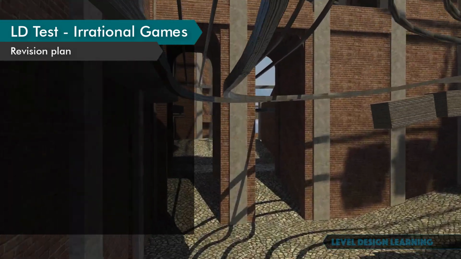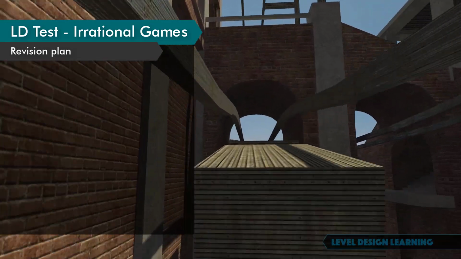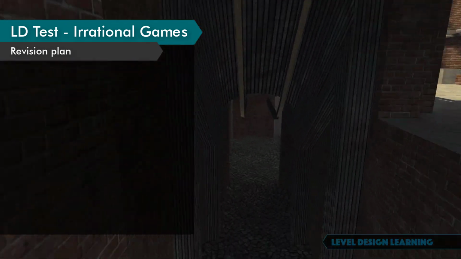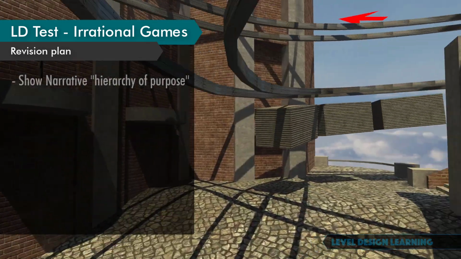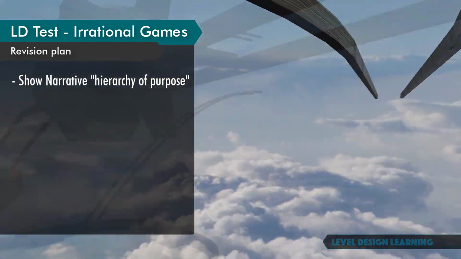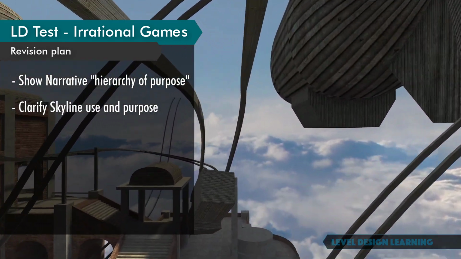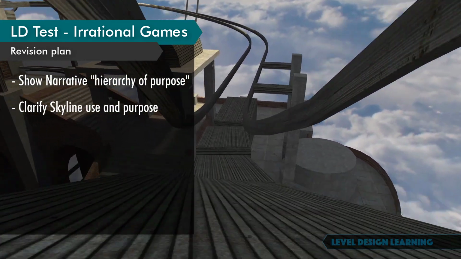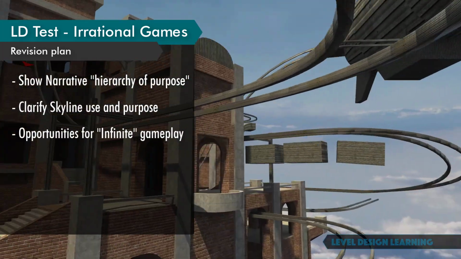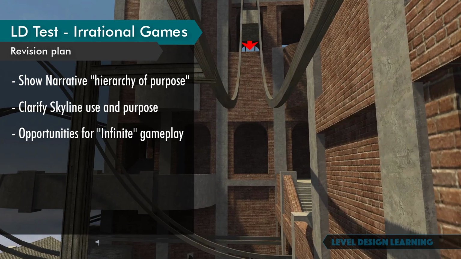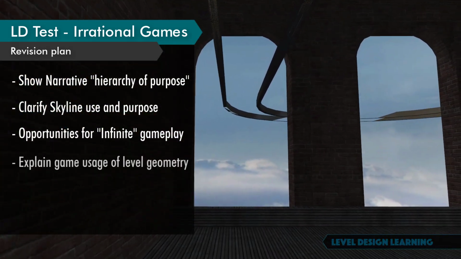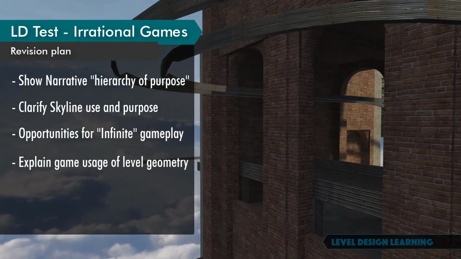My first objective in this revision would be to give believable justification, both structurally and narratively, for all areas of the space. This was a concept the studio referred to internally as a hierarchy of purpose. Secondly, I would explain and clarify how the skylines on the map would facilitate vertical travel and what they call interesting spaces and why those spaces were interesting. I would show what I thought could make interesting Infinite-style gameplay. I would also explain proposed gameplay scenarios and describe possible scenarios involving the level geometry.